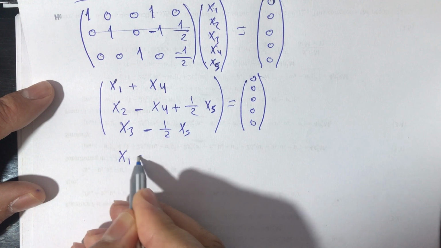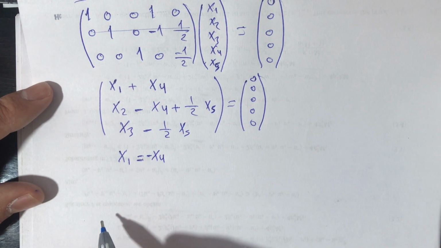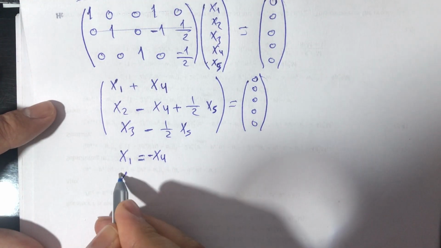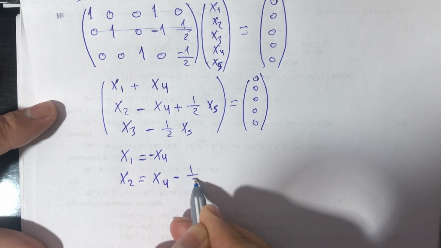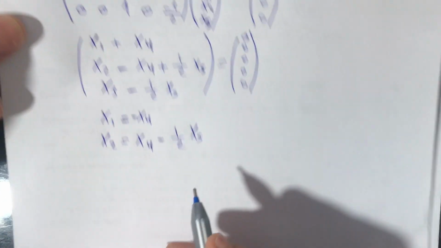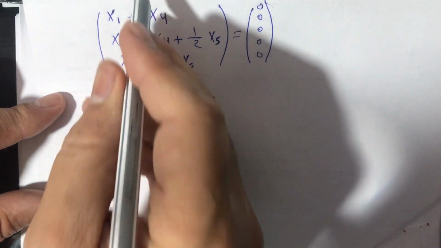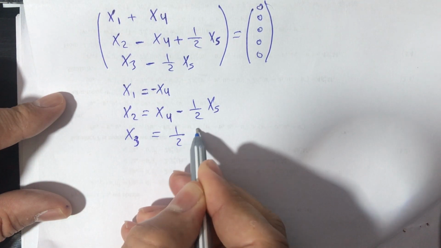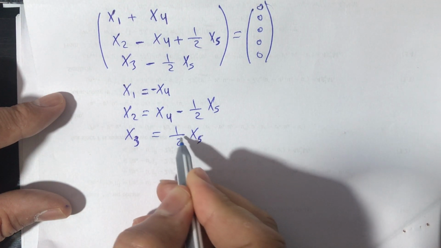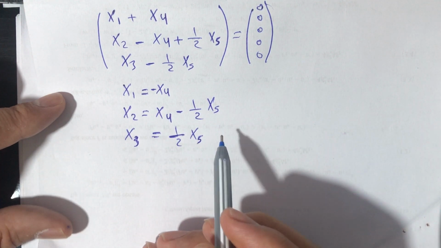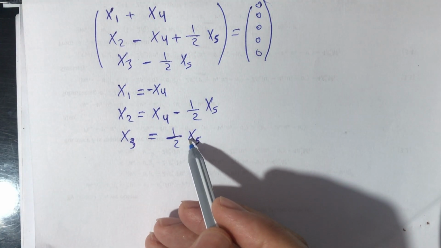That means x1 is equal to x4 minus x4, and x2 is equal to x4 minus half x5, and x3 is equal to 1/2 x5, and we don't know anything about x4 and x5. This is free variables.